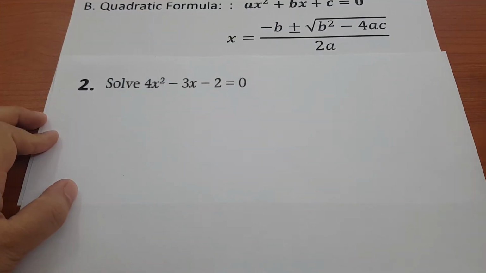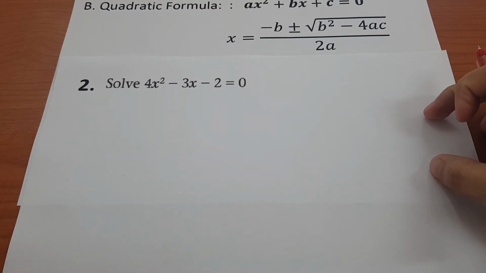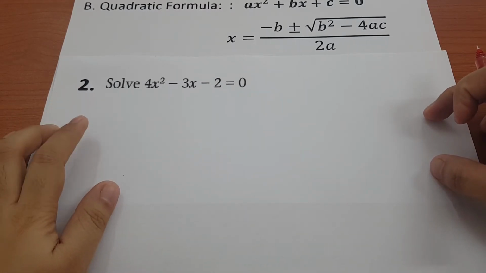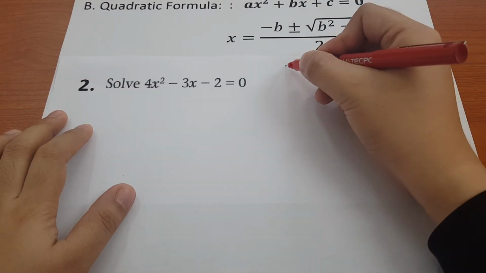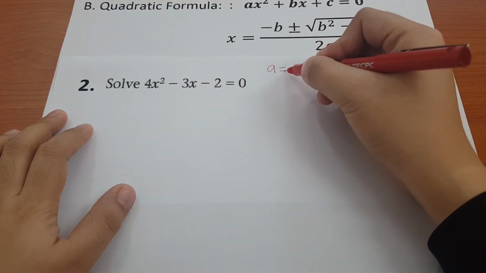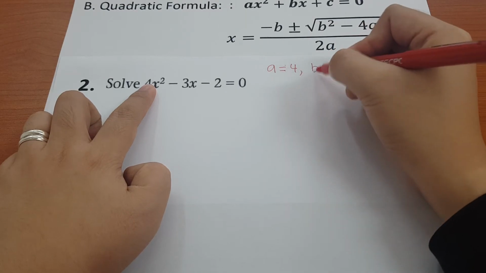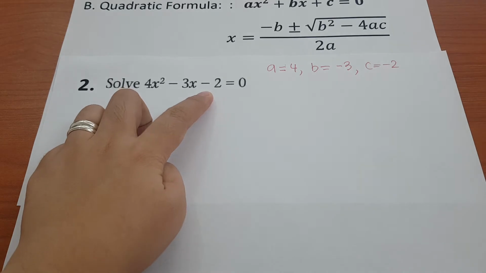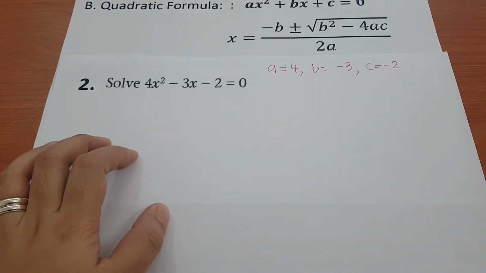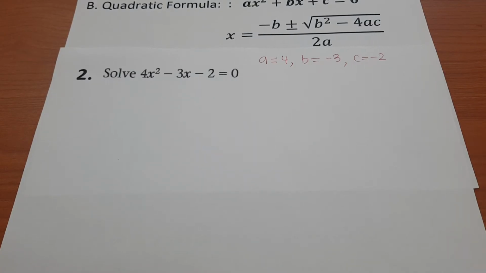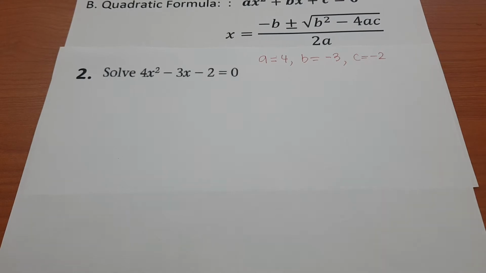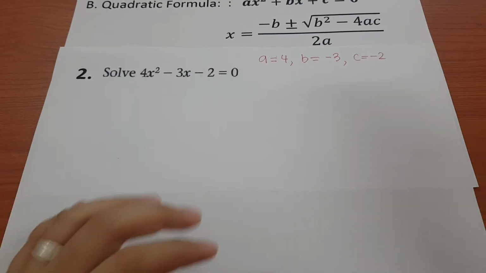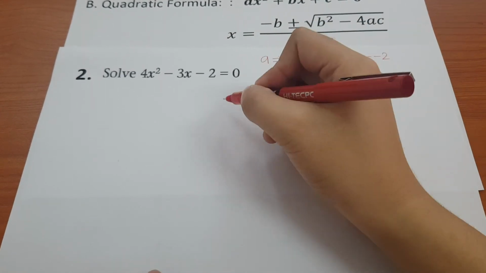Okay, let's have the next example. Solve 4x squared minus 3x minus 2 equals 0 using the quadratic formula. So let's identify first our a, b, and c. A is 4, b is minus 3, c is minus 2. After we identify the values of a, b, and c, we will plug them into the quadratic formula. Okay, so let's proceed.